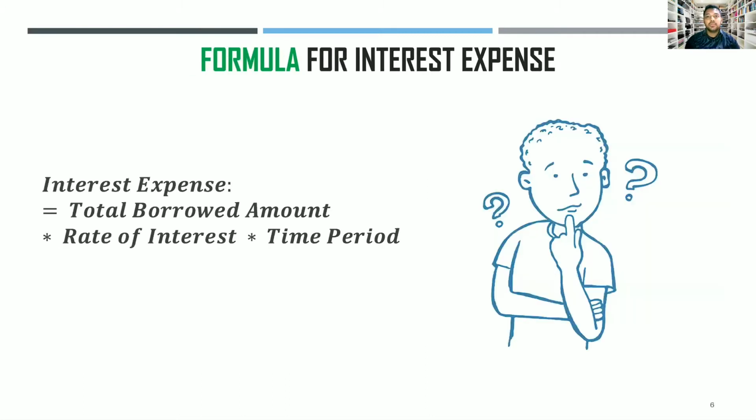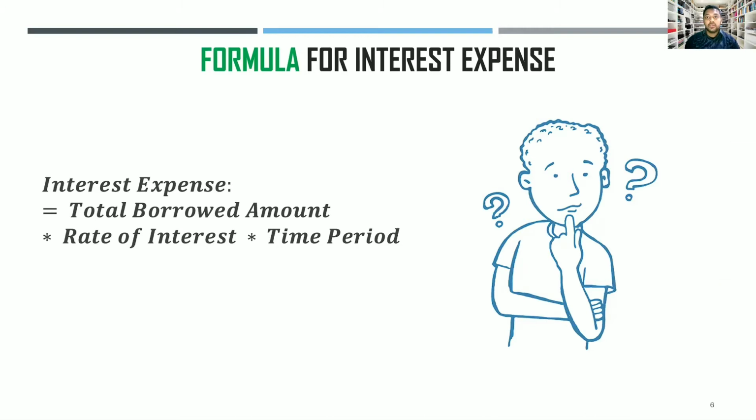Now, what is the basic formula for interest expense? Well, the basic formula for interest expense equals the total borrowed amount multiplied by the rate of interest and multiplied by the time period for which we take the loan. For example, if we take the loan for 10 years, then the time period should be 10.